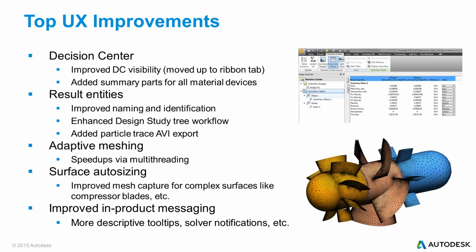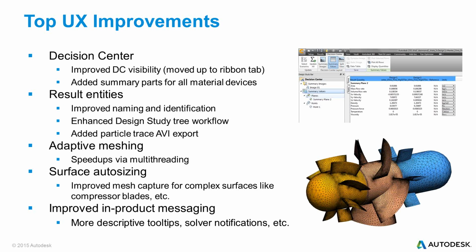So we improved naming identification and improved the way the design study tree works. Added things from the idea station, like, hey, I want to be able to export particle traces as a movie. Okay, well, here you go. One thing for people who are using adaptive meshing, we really sped up that process of the actual adaptive mesh creation. So if you're doing those studies with adaptive meshing, which is a great tool, you should see a significant speed up in the time it takes to mesh that first and second and third iteration.